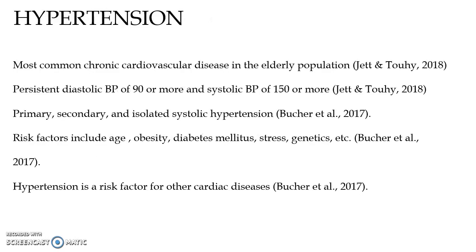Now, coronary heart disease reduces the blood flow through the coronary vessels, thus limiting the amount of oxygen reaching the heart muscles, and it can over time result in a myocardial infarction, which is basically a stroke, or heart failure. Now let's talk about hypertension, which is actually the most common chronic cardiovascular disease in the geriatric population, and it is characterized by a persistent systolic blood pressure reading of 150 millimeters of mercury or more and a diastolic blood pressure reading of 90 millimeters of mercury or more.